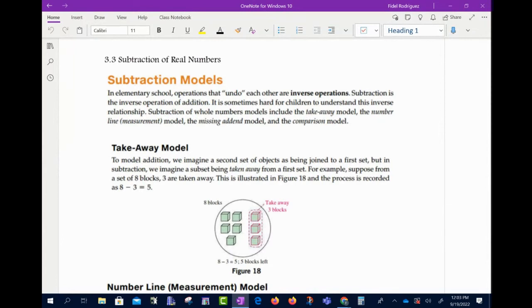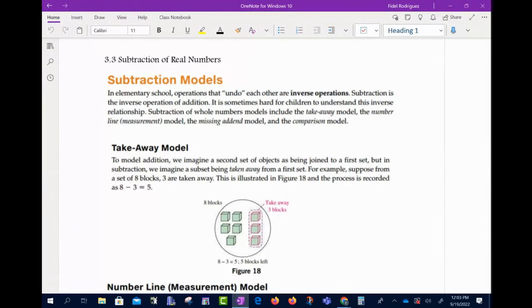So 3.3 is subtraction of real numbers. So subtraction models. So it says in elementary school, operations that undo each other are called inverse operations. So subtraction is the inverse operation of addition. And sometimes it's hard for kids to understand the inverse relationship. Subtraction of whole numbers models include the takeaway model, the number line measurement model, the missing addend model, and the comparison model.